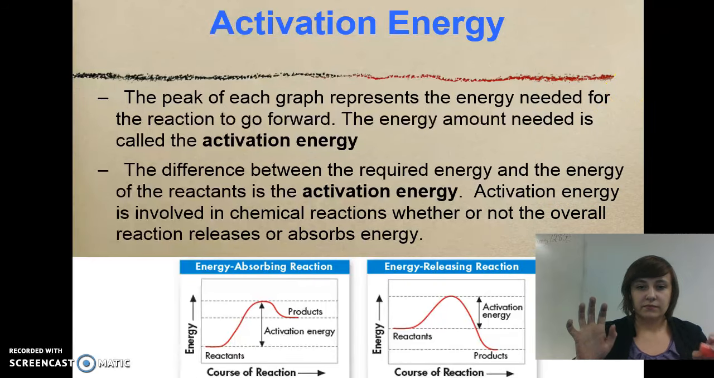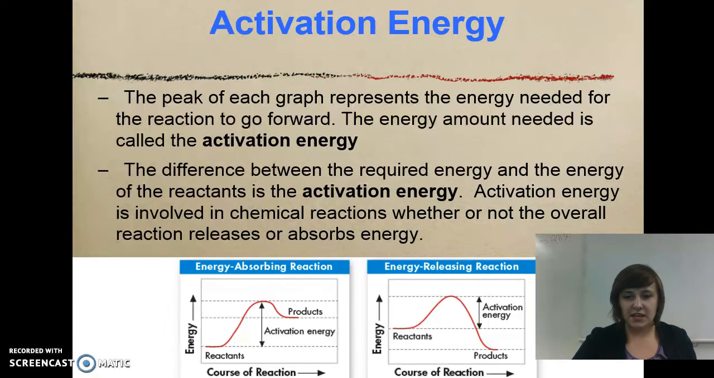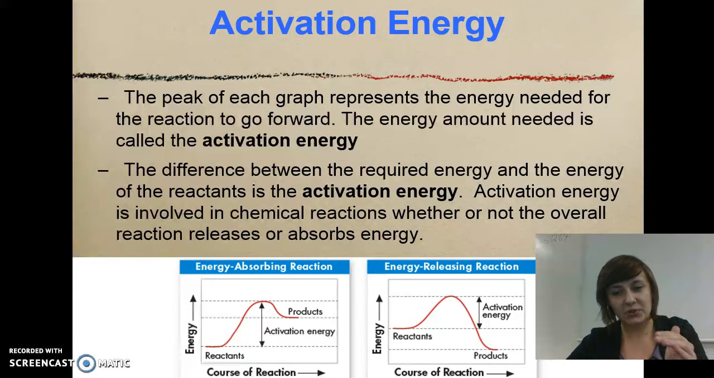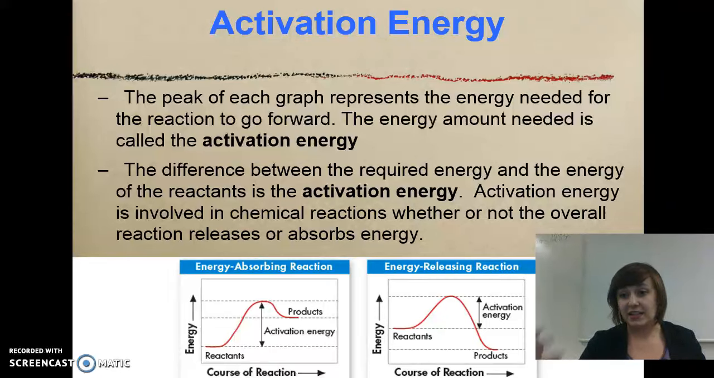Activation energy. The peak of each graph, and you can look down here, right here, and right here, represents the energy needed for the reaction to go forward. If it doesn't have that initial boost of energy, nothing's going to happen. It needs that activation energy, the energy needed to start something. Think about how much more energy you need to get out of bed than you do to continue staying out of bed, which, by the way, is why you should never study or do any work in bed.